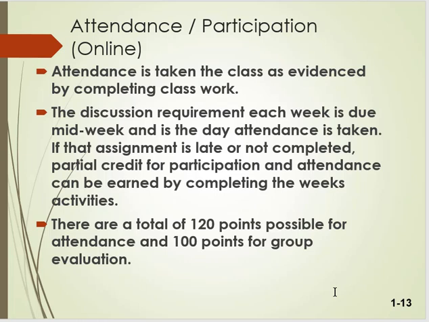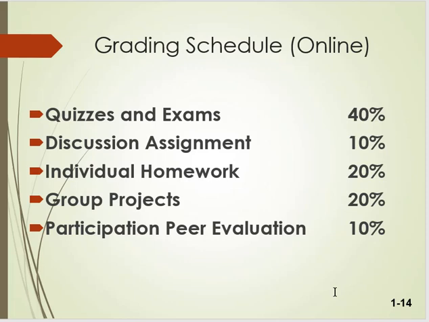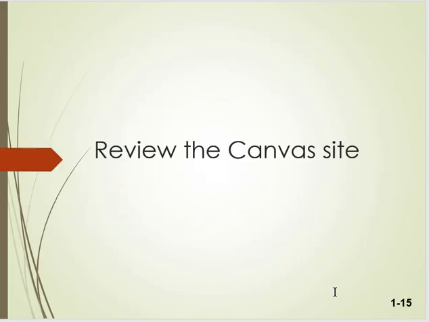And then there's 100 points that's going to be assessed for group evaluation. We'll talk about that here in a couple of minutes. But essentially, this is the way it's set up. 40% is for quizzes and exams. 10% is the discussion. 20% is individual homework. 20% is for group projects. And then there's a participation or a group peer evaluation that, again, is 10% of the course.